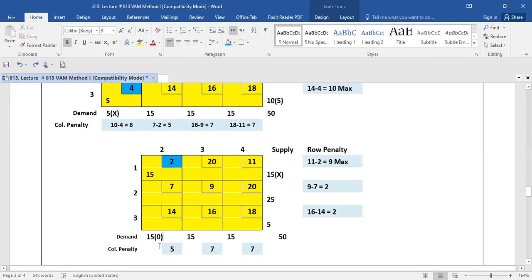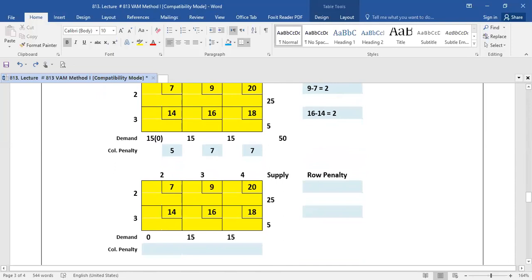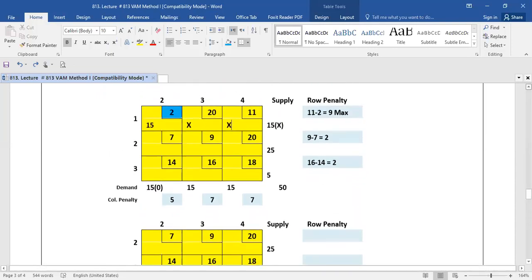As you see that your supply is complete. This cross sign shows that your supply is complete. So you will fill the other blank cells with the cross sign. Yes, it shows you that this row is now completed and will be eliminated in the next table like this. Yes, I have cut this row in the next table.